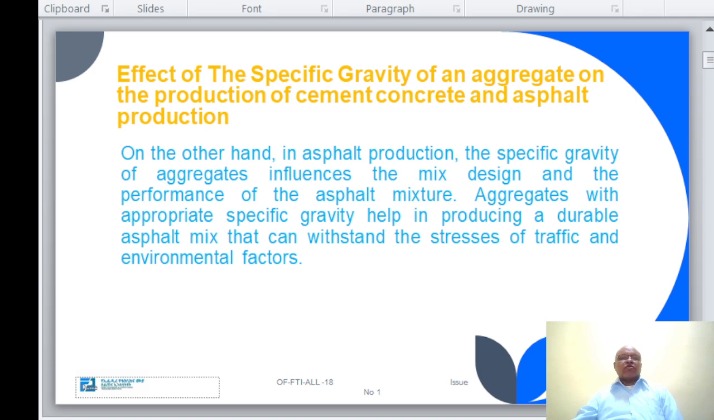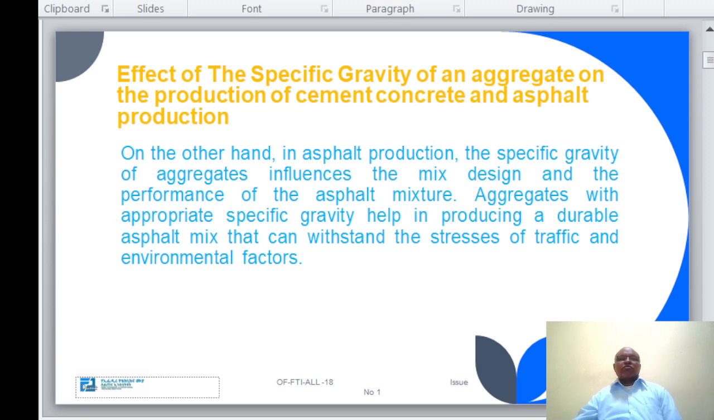of the concrete. Similarly, in asphalt production, the specific gravity of aggregate plays a crucial role in determining the quality of asphalt mixture. Aggregate with a higher specific gravity can improve the stability and durability of the asphalt pavement, making it more resistant to wear and tear. On the contrary, using aggregate with lower specific gravity may result in a less stable asphalt that is prone to deformation and cracking under heavy traffic load.